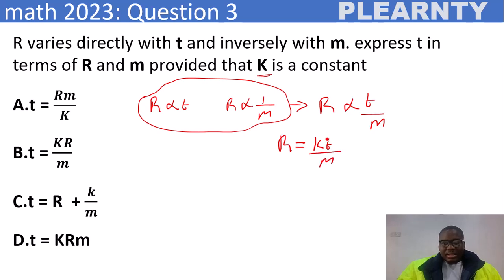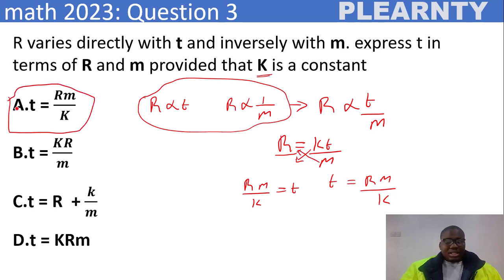Now, all you have to do is make T your subject of formula. And remember, if you want to cross the equal to sign, if something is a denominator, when it crosses, it becomes a numerator. If it's a numerator, when it crosses, it becomes a denominator. So M can go up and K can come down. So you can say RM over K equals T, the same as saying T equals RM over K. So T equals RM over K, that's option A. And that's our final answer.